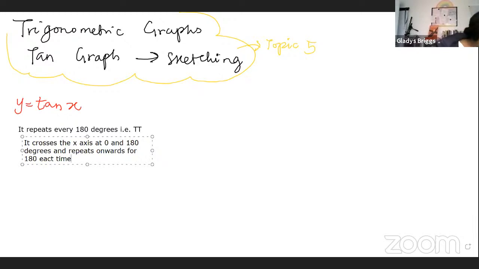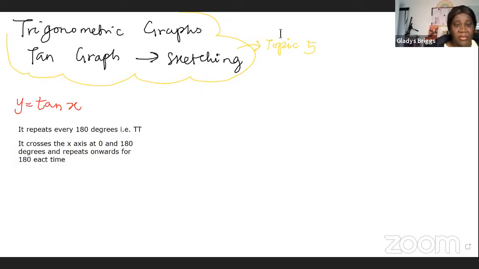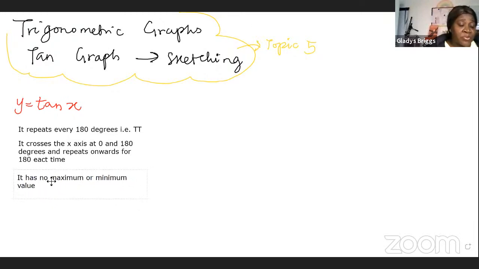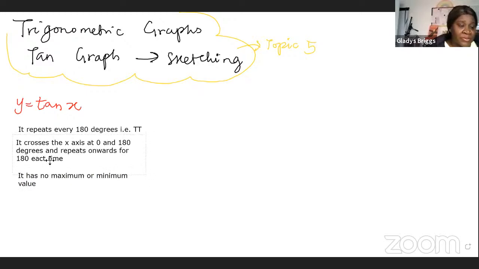Let me write the next one first. It has no maximum or minimum value, in which case it goes on to positive and negative infinity forever. It goes on forever, upwards, positive infinity and negative infinity. And we will understand this better when we begin to sketch the graphs.